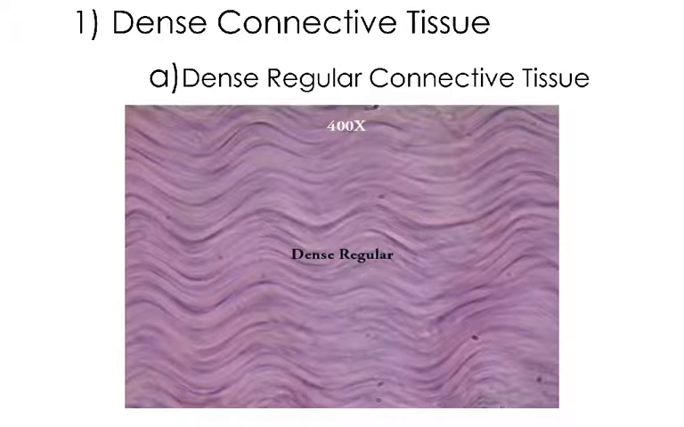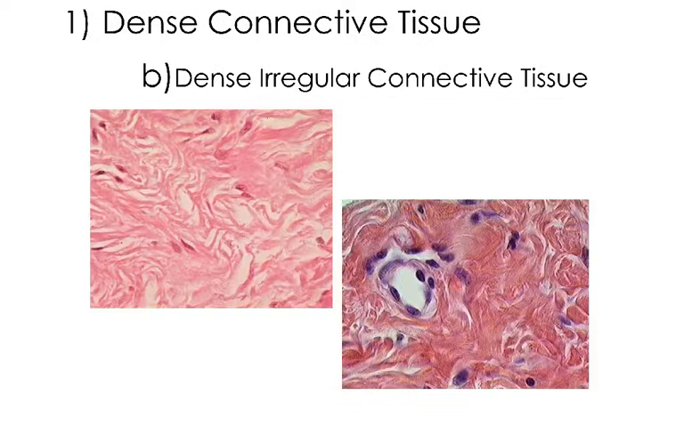So this is what dense regular looks like. It's just waviness, very tightly packed, kind of parallel but wiggly. And the big one here is it will not look like, as you're going to think about later on, skeletal muscle. Skeletal muscle is really thick parallel bundles, while these are wavy and wiggly. That's how you know it's dense regular, because collagen wiggles a little bit.